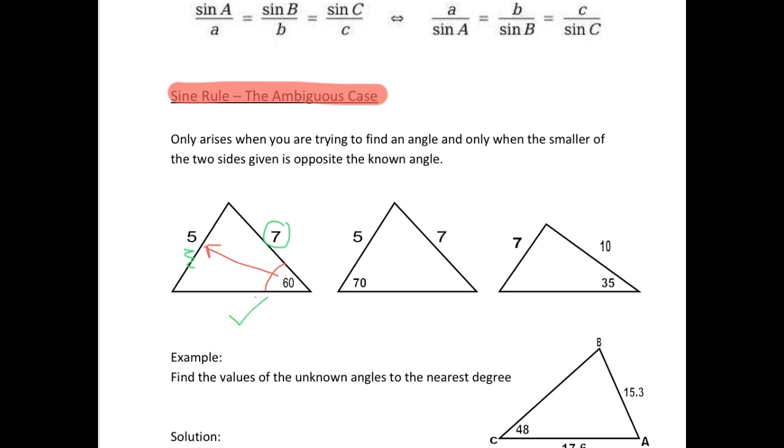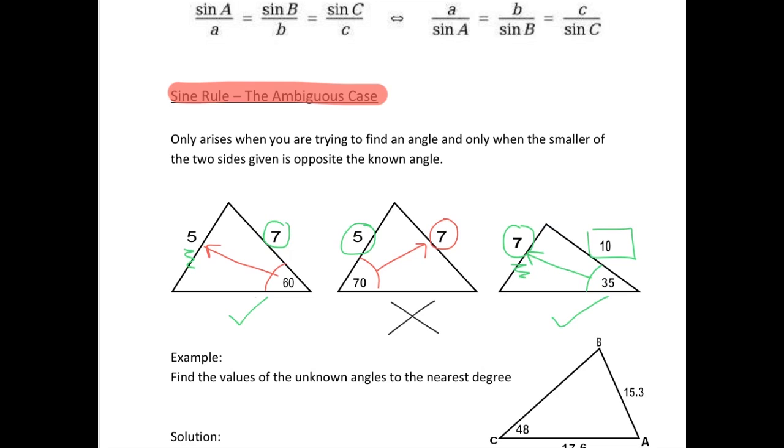However, in this second case, we see that now our angle of 70 degrees has 7 as its opposite side, and since 7 is bigger than the other side, 5, this would not be a case of the ambiguous case of sine rule. And our third case here, once again we see that our angle of 35 degrees is opposite the smaller of the two sides, 7, since the other one is 10, so that would be another example of the ambiguous case.